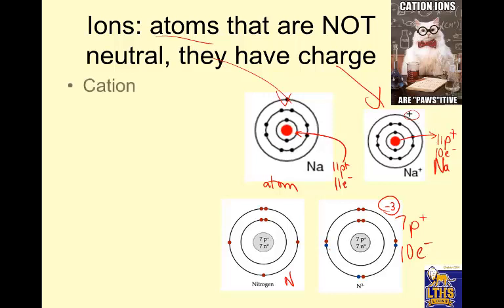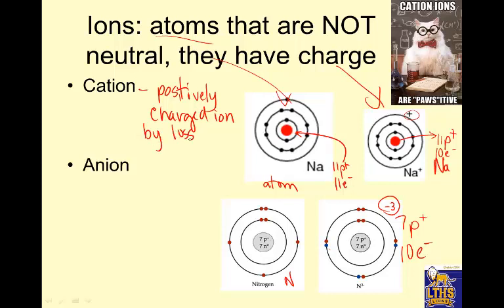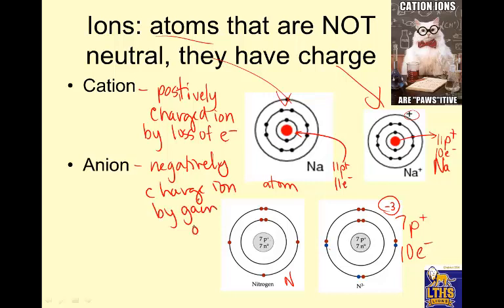Okay, so there are 2 kinds of ions. There's the cation, which has a positive charge. Positively charged ion by loss of electrons. All right, an anion is a negatively charged ion by gain of electrons. Okay, so ions are charged, cations are positive, anions are negative.